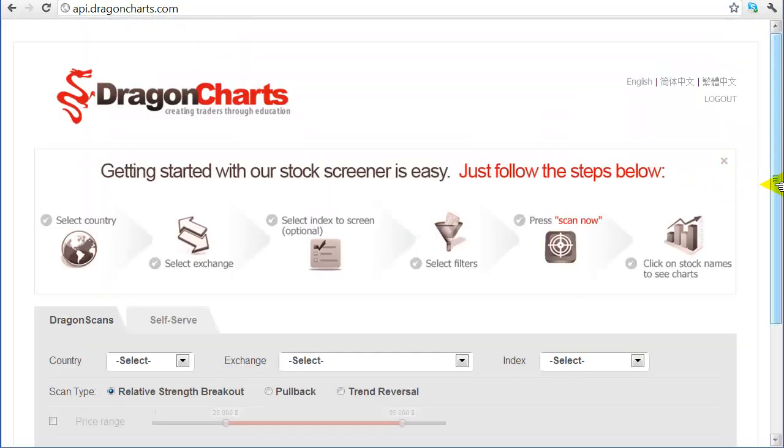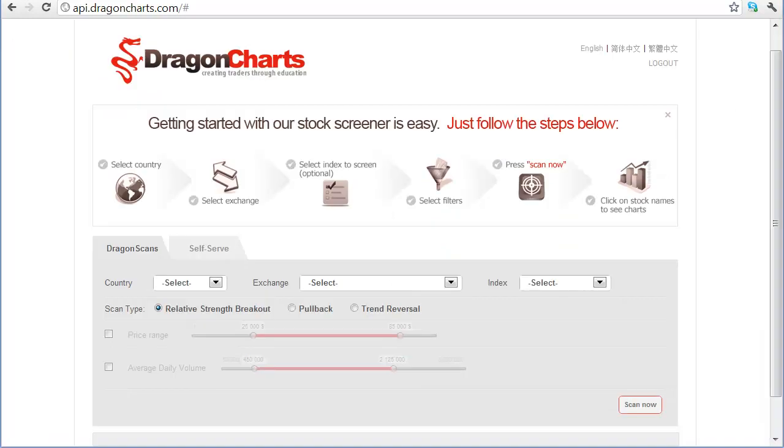Notice that after we fill in our username and password, there's nothing else to do. You wait a few seconds and the application will automatically load right in your web browser. Now the beauty of the DragonScans, which is these preset formulas that we have, is that it automatically keeps us out of trouble. For example, when market conditions are weak, the relative strength breakout will not return any results because the stocks do not meet our strict criteria for buying a stock that's breaking out.